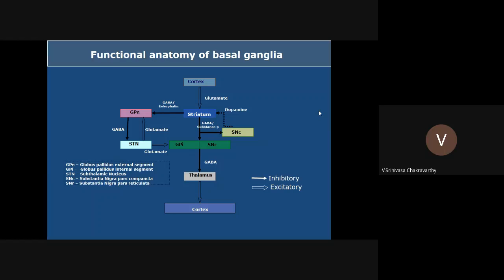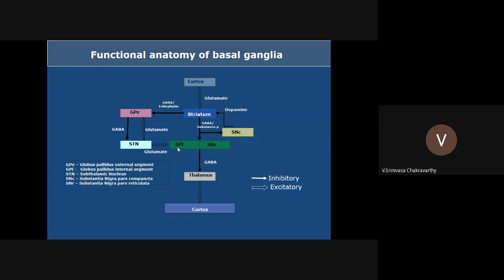This whole system gets input from the cortex, so you can see that at the top. And then that information goes through a bunch of pathways within the basal ganglia. The input port of the basal ganglia is the striatum, that's the blue box right there at the top. And then it goes via two pathways.